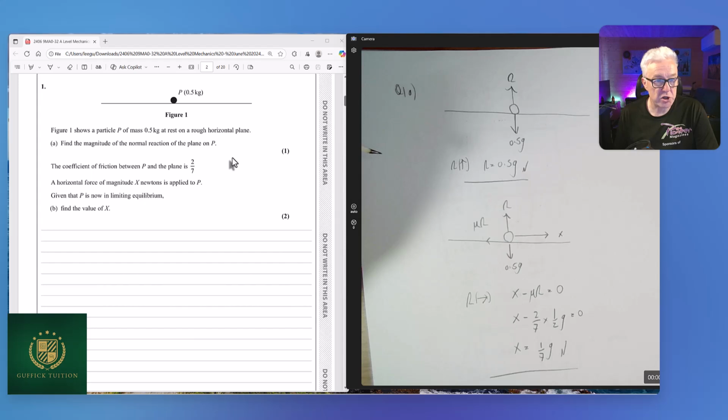The coefficient of friction between P and the plane is 2/7. A horizontal force of magnitude x newtons is applied to P. Given that P is now in limiting equilibrium, find the value of x.